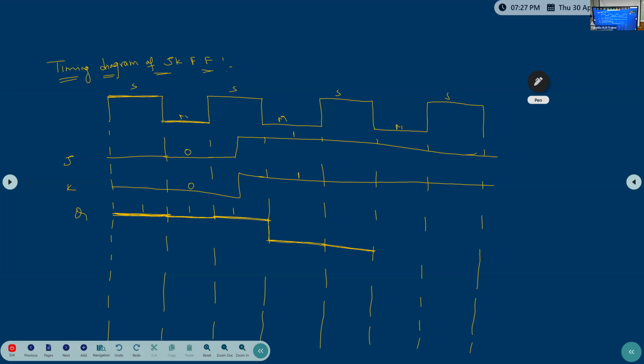So now next, what happens? Master will be turned on. In this case J is 1, K is 1. Toggle. This one is 0, so now it will make it 1. Toggle means the opposite, it will make it 1. Up to here it will be 1. After that it will go to off mode, means holding state. Clear? This is the Q.